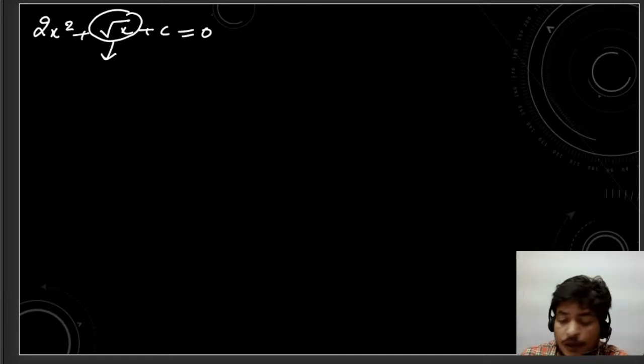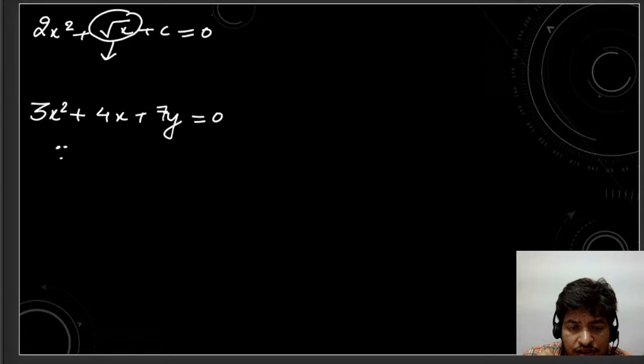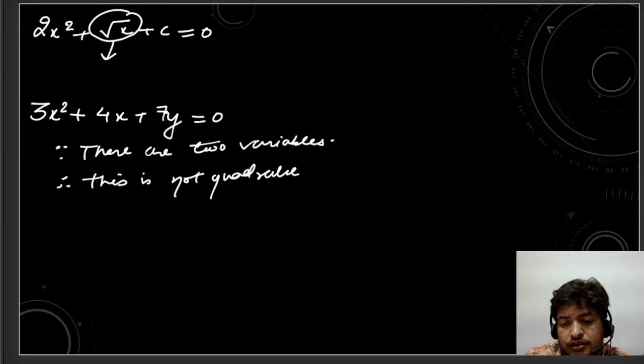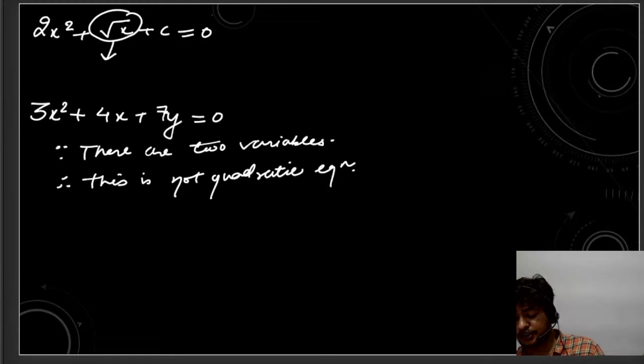Okay, let's move to the next one, that is 3x square plus 4x plus 7y, that is equal to 0. If you can observe here, since there are two variables, we can't term this one as a quadratic equation. So this is not a quadratic equation. Since there are two variables, we can't say this one is a quadratic equation.